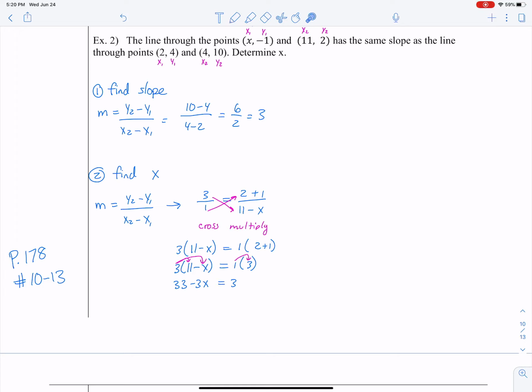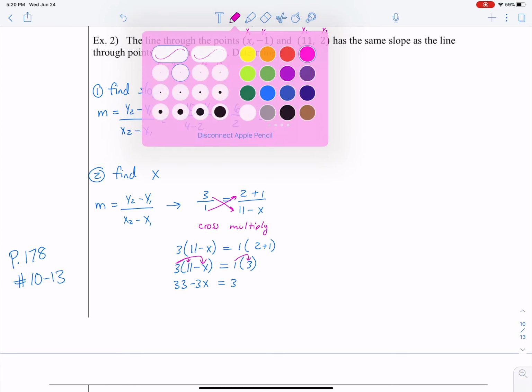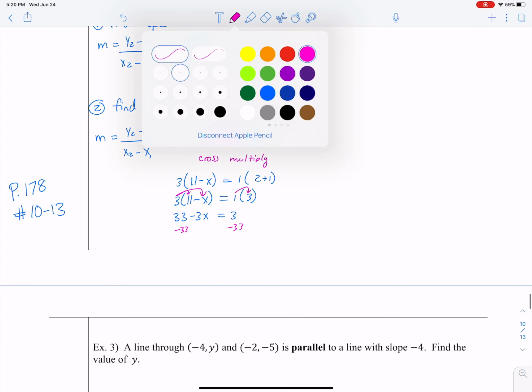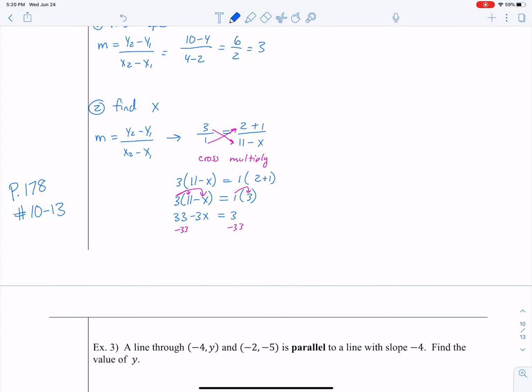So now I'm going to move the 33 over to the other side. I'm going to move this one first because it doesn't have a letter with it. It's positive, so that means I'll subtract 33 from both sides. So the 33 and the negative 33 cancel out, so I'm just left with negative 3x. And then negative 33 plus 3 is going to give me negative 30.